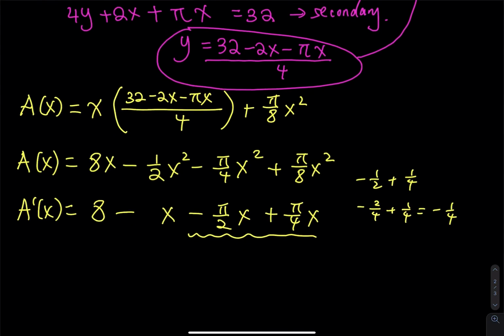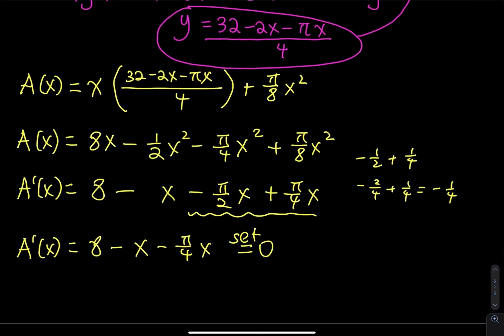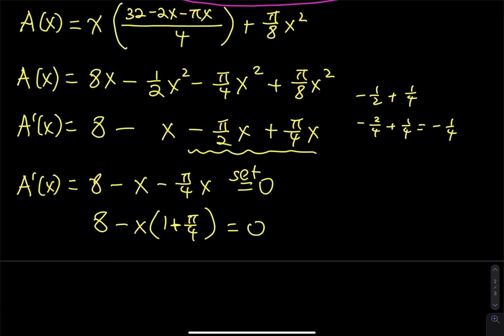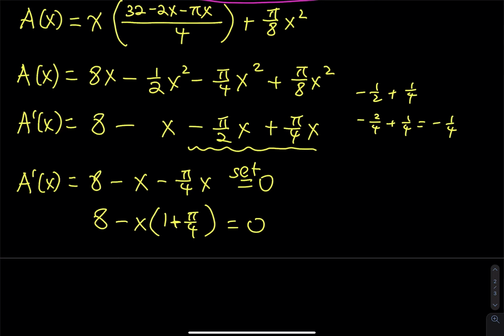So A prime of x equals 8 minus x, and then minus 1 over 4, but we have a pi, so that will be pi over 4 x, and then we are ready to set that equal to 0, and then we try to solve for x. So this one, I prefer to factor out the x, so which is 8 minus x times 1 plus pi over 4, not minus, plus pi over 4, equals 0, and then we are trying to solve for x. So how about this? We toss the x to the other side, so we have 8 equals x times 1 plus pi over 4.